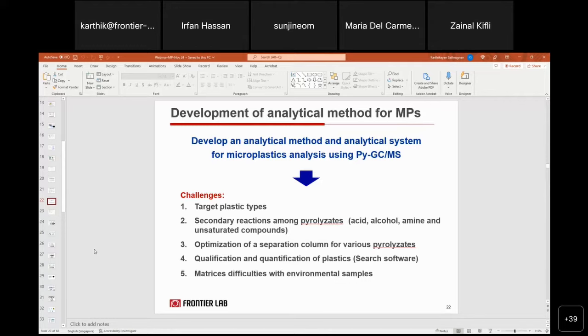And for data interpretation, because every polymer can produce multiple pyrolysates, if you want to go with manual data analysis, that may really take a lot of your time. So we have come up with a software that can help you to do a one-click solution for data analysis of microplastics in environmental samples. Yeah, we also want to make sure that this is applicable for environmental samples.